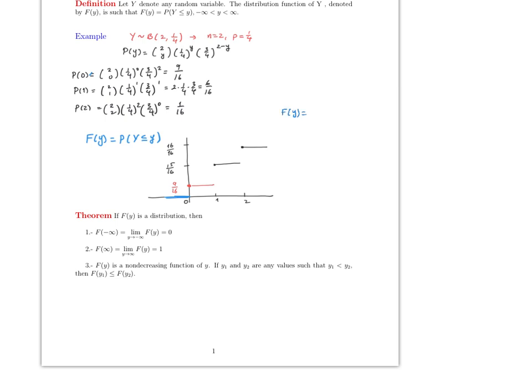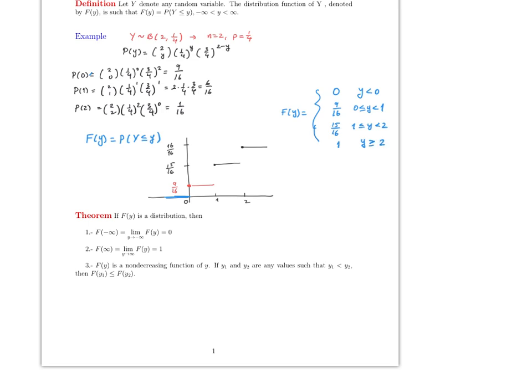And if you write an actual equation, it will be as follows. This will be equal to 0 if y is less than 0, which is this part, and then this will be 9/16 if you go between 0 and 1, which is this one, and then it will be 15/16 if you are between 1 and 2, and it should be 1 if y is more than or equal to 2.